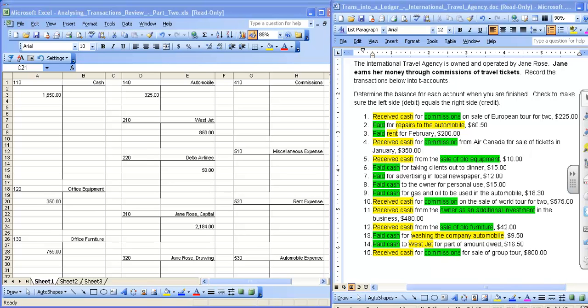Once we have completed that, then she's going to ask you to determine the balance for each account and do a check to make sure that the left side, the debit balances, equal the right side, the credit balances.